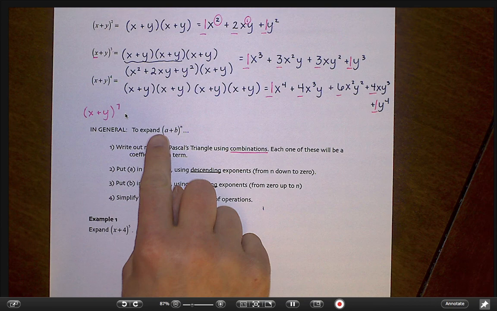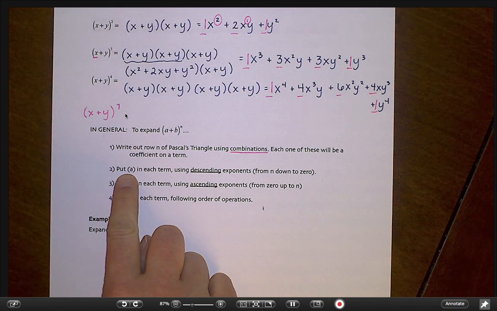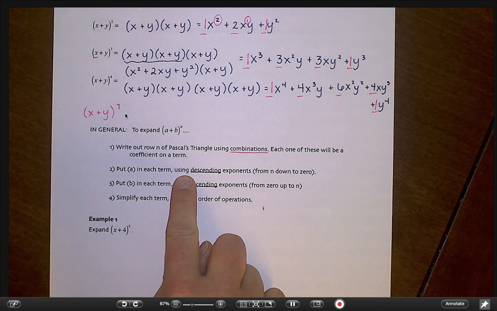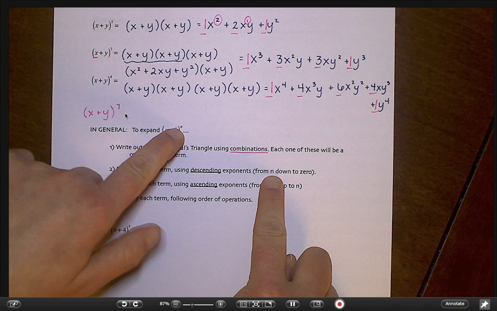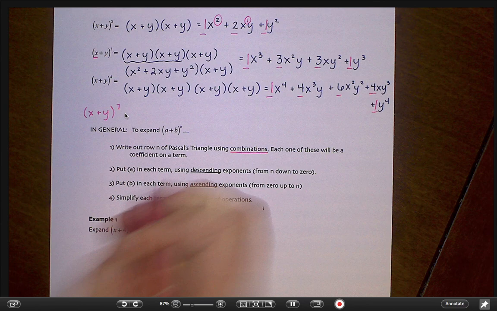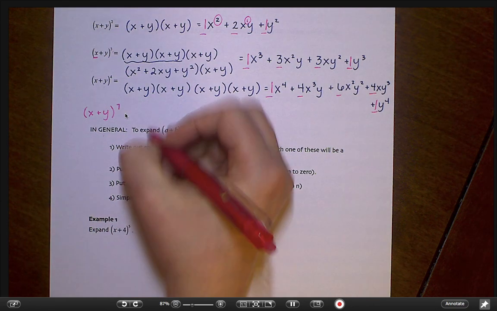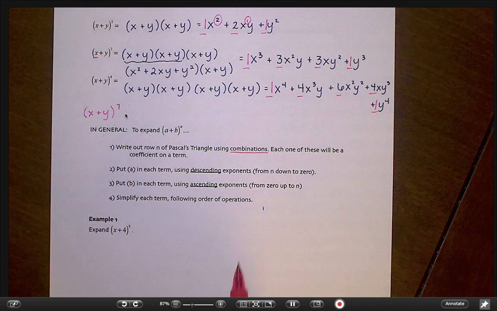Then whatever this term is, whatever A is, we're going to put that in each term in descending order of exponents. So we're going to start with a power of whatever n is, and work our way down. Notice that I put that A in parentheses. That's going to be really important, and you'll see when we work through one of these that putting those in parentheses is going to be a really good idea. It only makes a difference when you're working with negatives, but the negatives can really screw you up if you're not careful. So just be careful.